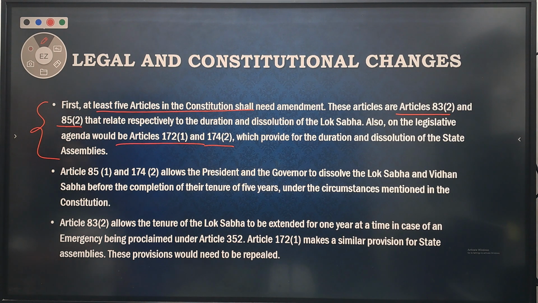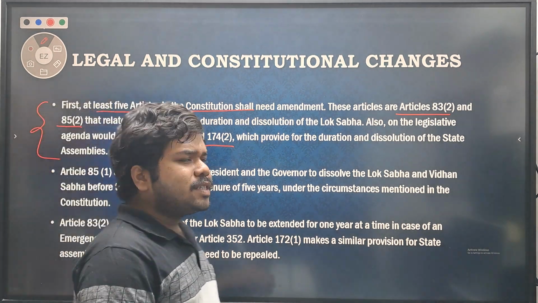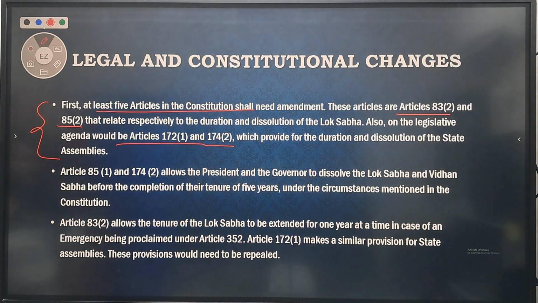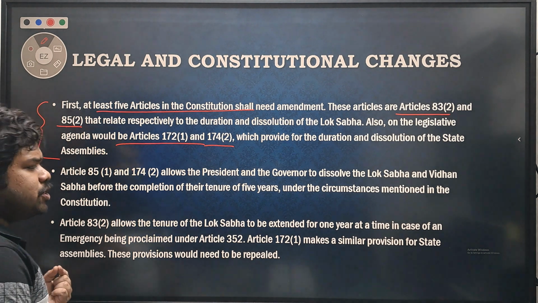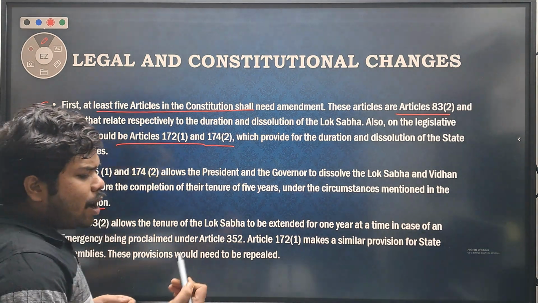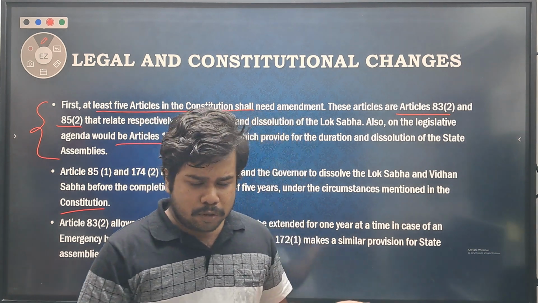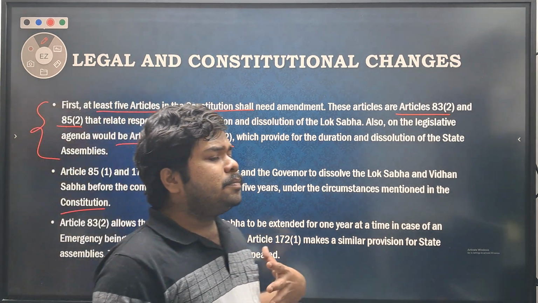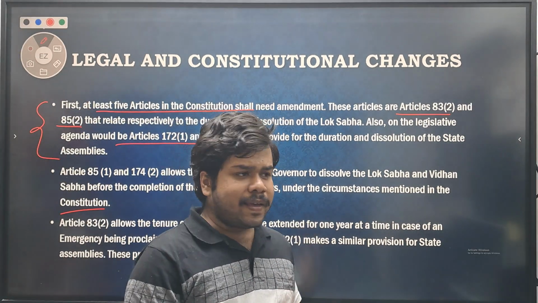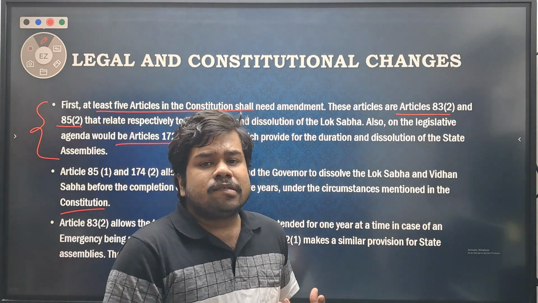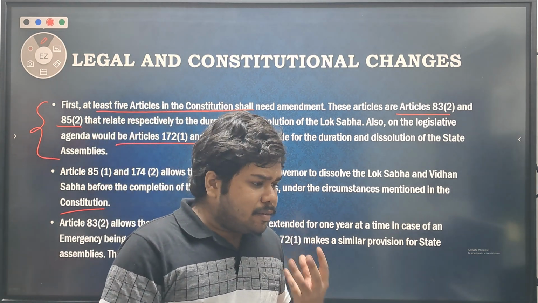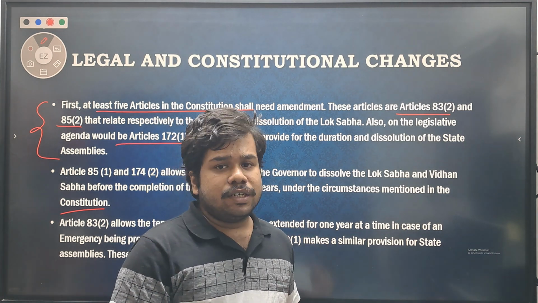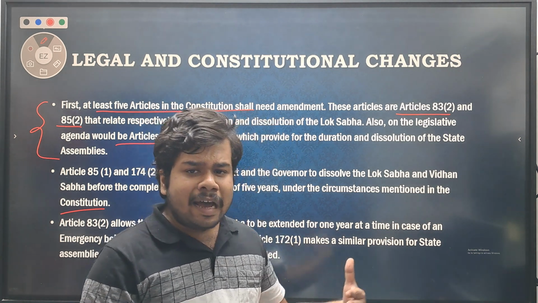Article 85 clause 1 and 174 clause 2 allow the president and the governor to dissolve Lok Sabha and Vidhan Sabha before completion of their tenure of 5 years under the circumstances mentioned in the Constitution. So what are the circumstances? Like president's rule in case of misgovernance. Okay. The death of the CM or resignation by the CM, or in case the CM wants the election to be held, or the PM wants the election to be held earlier than the 5 year term.